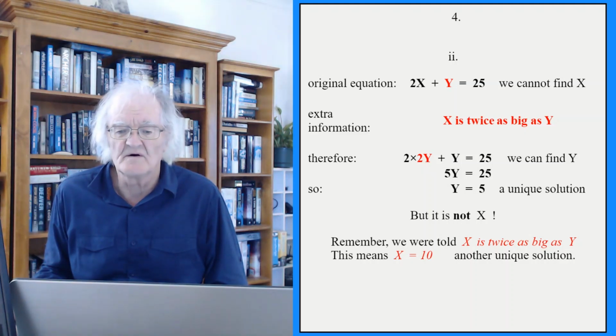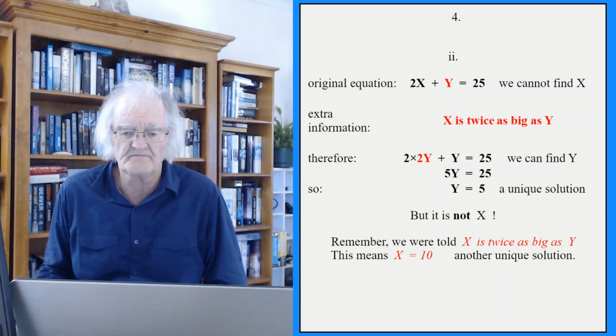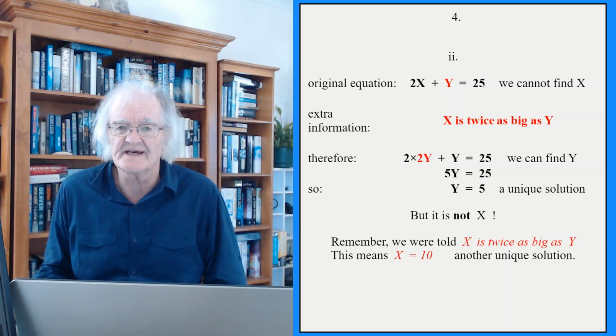We know 5y is 25, so y equals 5, and we have a unique solution. But that value is not x. Remember, we were told x is twice as big as y. That means x is 10. And we have another unique solution.